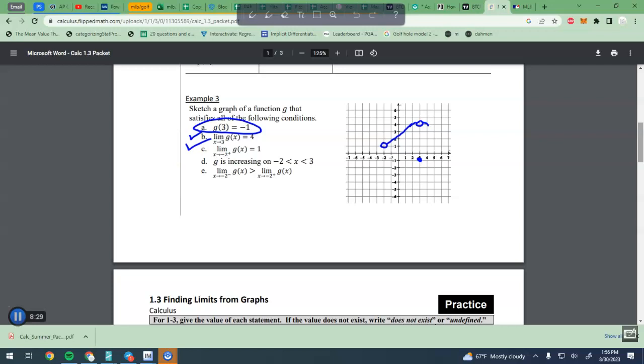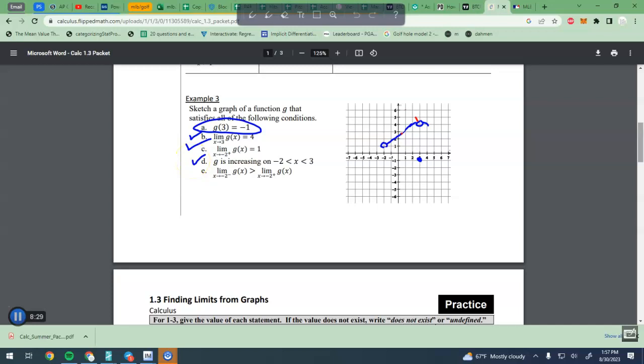G is increasing from -2 to 3. So between these two open circles, the function's got to be increasing. Before I knew it was increasing, would that have been okay? It would have. But when it says it's increasing, now I've got to be going up the entire way. So that one.